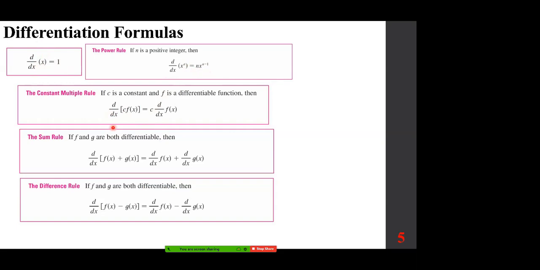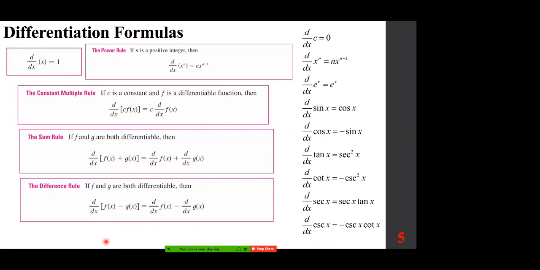The constant multiple, you just keep it. So if it's differentiation, just differentiate f of x and then keep the c. If you're differentiating piece by piece, differentiate them. So the derivative of f plus g is f prime plus g prime, the same thing for the difference. And there are some formulas here. It's coming up, and we will look at some of the proofs in a moment, class. So the constant, the power rule, the exponential rule, and these are trigonometric functions, which we will look at shortly.